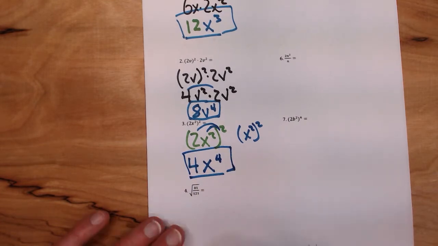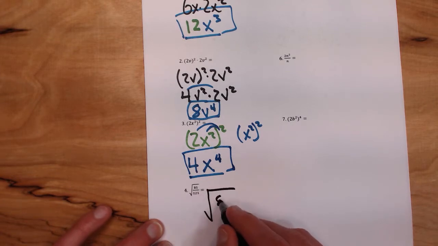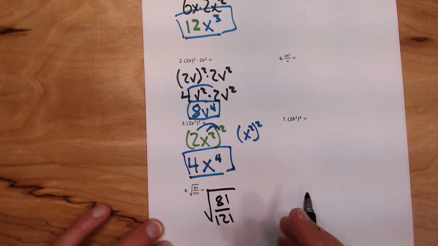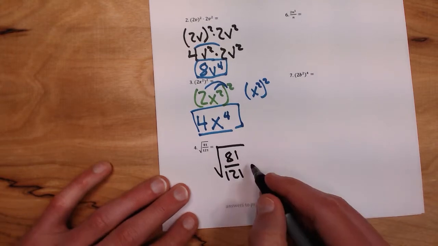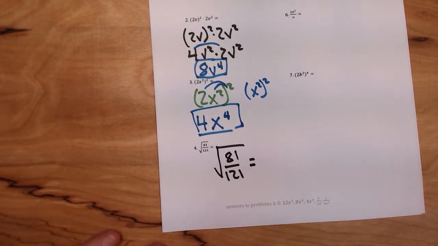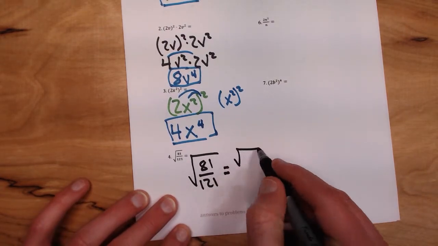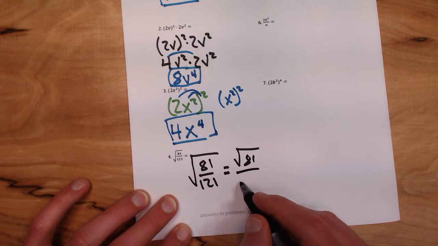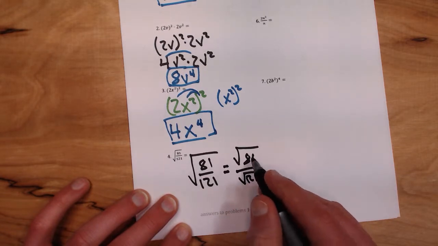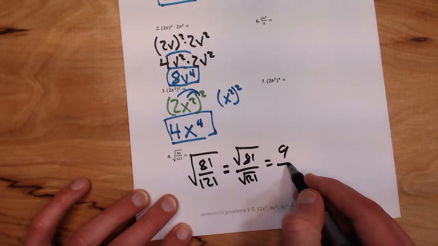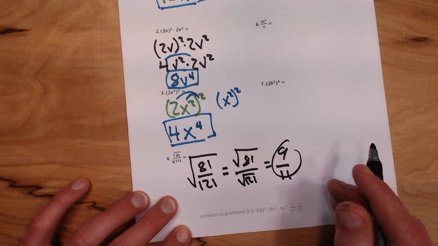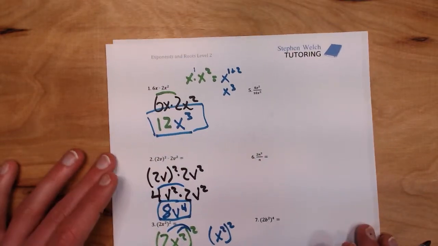All right, now we have the square root of 81 over 121. When we take the square roots of fractions, it's going to look a little intimidating, but it's not as bad as it looks, I promise. All we need to do is take the root of the top and the root of the bottom. The root of the top is 9, the root of the bottom is 11. And there's your answer, 9/11ths.